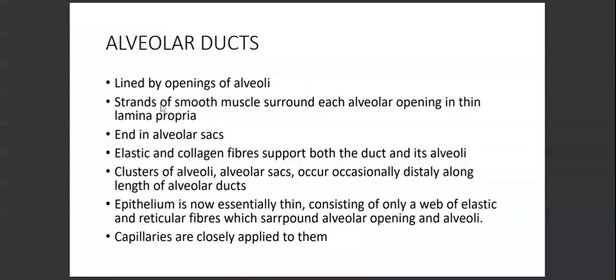We also have strands of smooth muscle surrounding these alveolar openings. I don't know if it's to control the opening or what, but just know that they surround these alveolar openings. These alveolar ducts end in alveolar sacs, which are clusters of alveoli. Elastic and collagen fibers support both the duct and its alveoli.